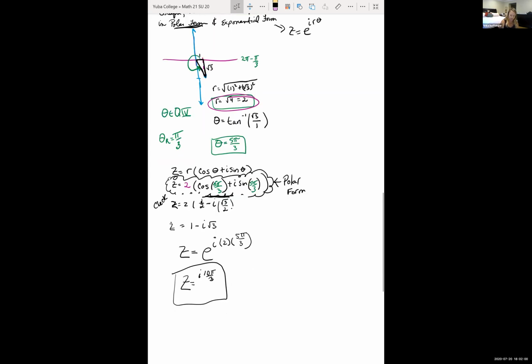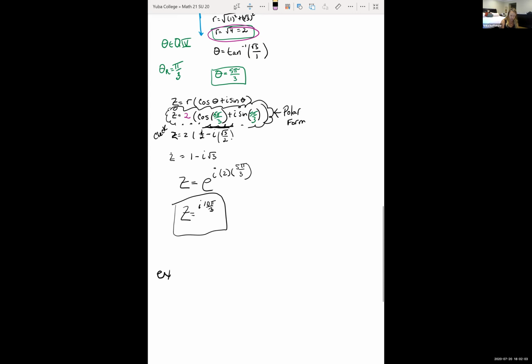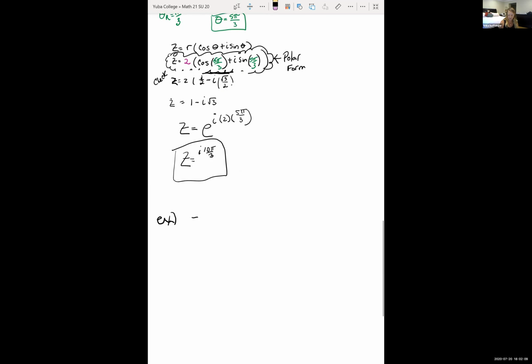So let's look at one more. What if you were given just -2? So graph the complex number, plot the complex number in the complex plane. And then write it in polar form. Let's write the number in polar form and exponential form.